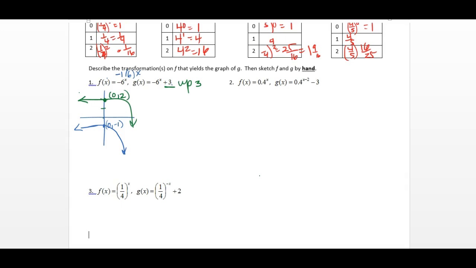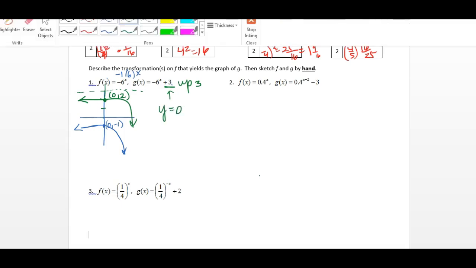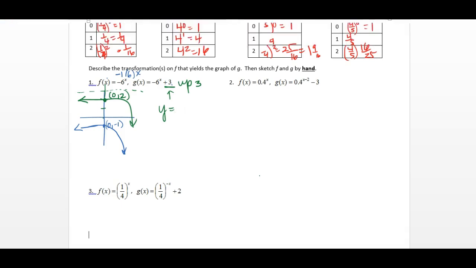Now, think about this. Think about your asymptotes. Okay, look, it's not going to cross up here where y is 3. And how do I know that? Because it's a plus 3 here. My asymptote is at y = 3. Right? So look at number 2. Let's try another one.